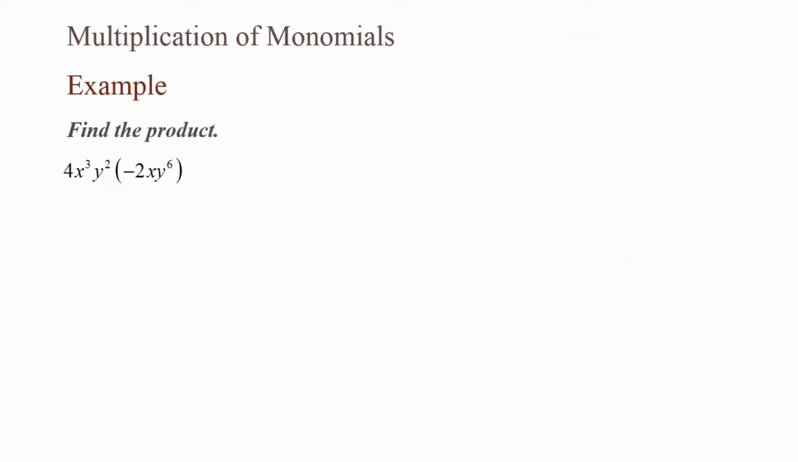Multiplication of monomials. In this example, find the product of 4x to the 3rd y squared, parentheses, negative 2x y to the 6th. Anytime you have a monomial in front of a parentheses, it means multiplication. So I can multiply 4 and negative 2 to get negative 8. X to the 3rd times x gives me x to the 4th. Y squared times y to the 6th gives me y to the 8th. So my answer is negative 8 x to the 4th y to the 8th.